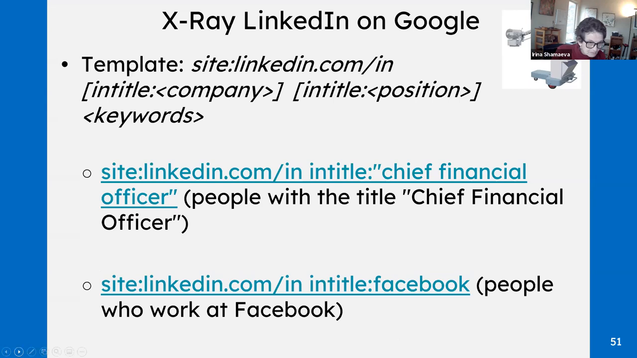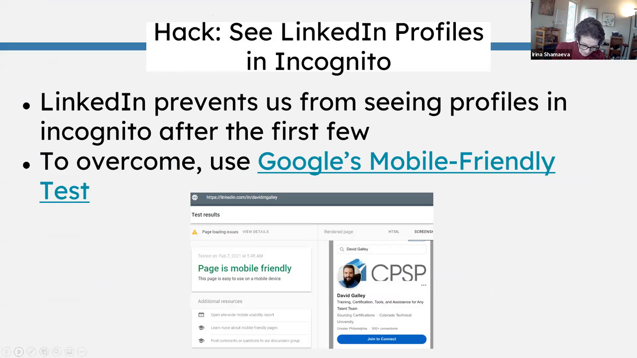Now, when you're looking at the results, I see some people are not even on LinkedIn in the audience. But if you are on LinkedIn, you still may want to view profiles in incognito for your research, what they look like, decide how to better search for them and so forth. So Google mobile friendly test shows you results. LinkedIn may show you a couple profiles in incognito and then it forces you to start logging in. Here you can be using this without any knowledge by LinkedIn that you're doing it.